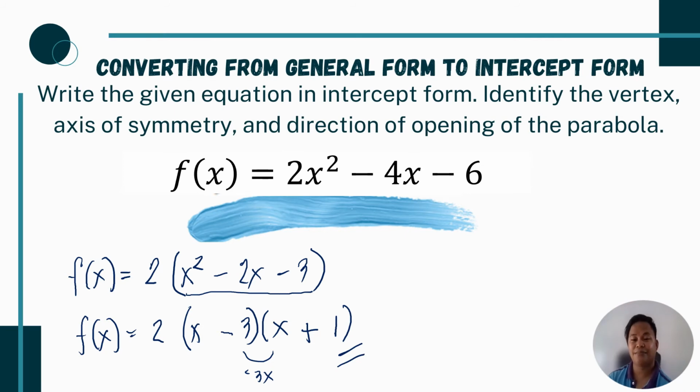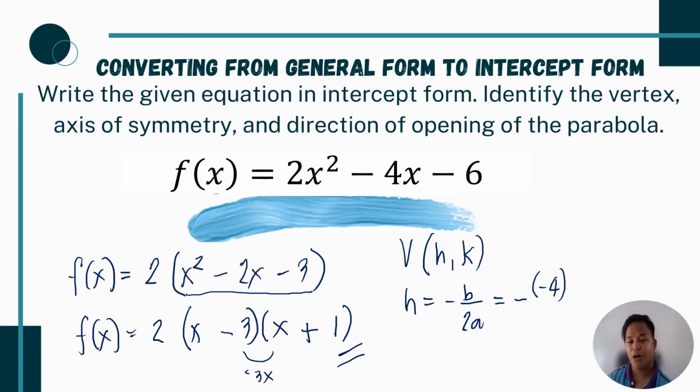And the vertex is v, the coordinates of h and k. And we're going to use the formula for h, negative b over 2a is equal to, the value of b is negative 4. So we have negative times negative 4 over 2 times the value of a, which is equal to 2. And h is equal to negative times negative 4 is positive 4, all over 2 times 2 is 4, is equal to 1 po.